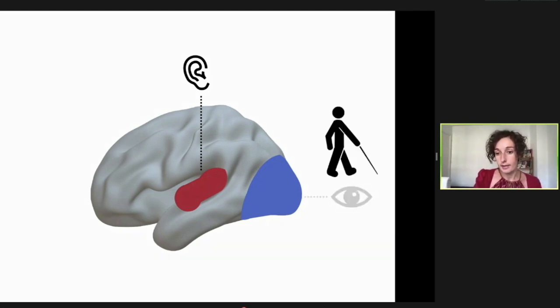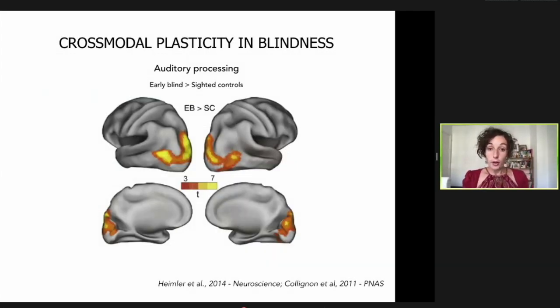Studies on early blindness suggest that this is not the case. In fact, in this population, the occipital cortex, now deprived of its visual input, gets invaded by other modalities, such as audition, and it starts to process auditory information. This phenomenon is known as cross-modal plasticity, and it has been reported in many studies in the past.